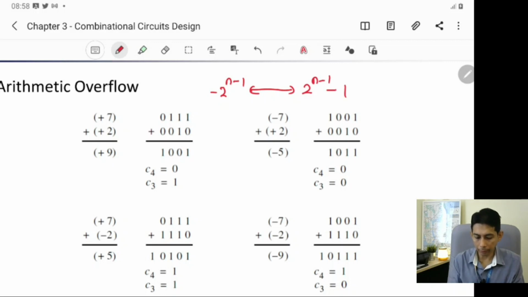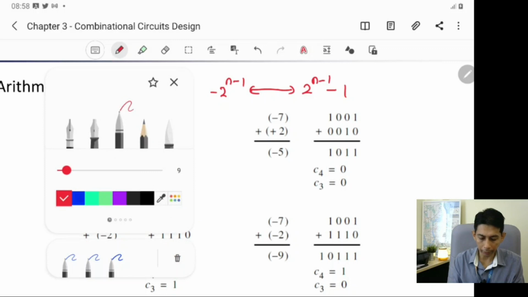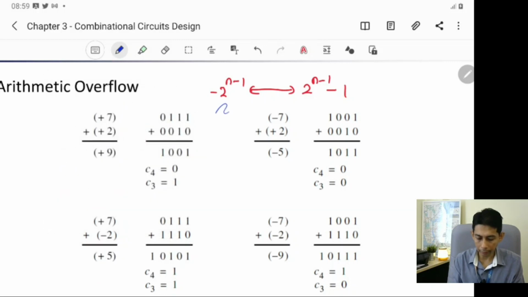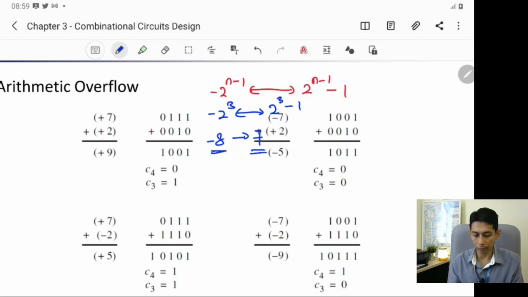So for example, our system is 4-bit. So what we have is minus 2 power of n minus 1, which is 3, until 2 power of 3 minus 1, which is minus 8 to 7. 2 power of 3 is 8, minus 1 is 7. So this is the limit for 4-bit.